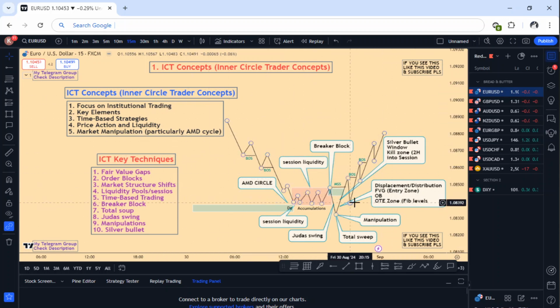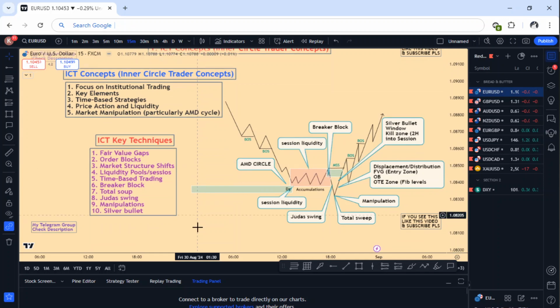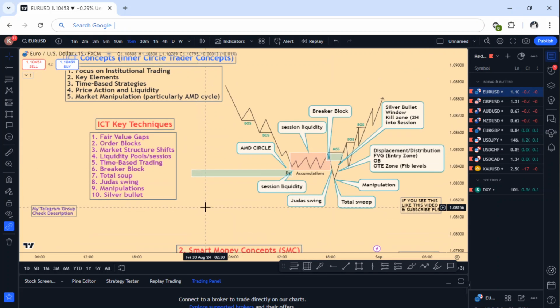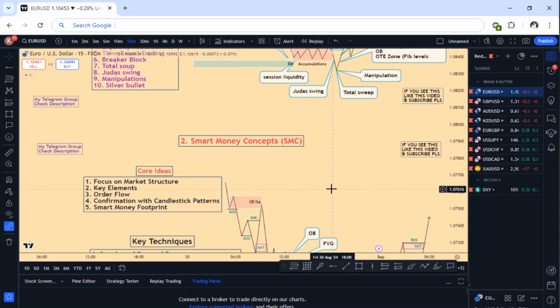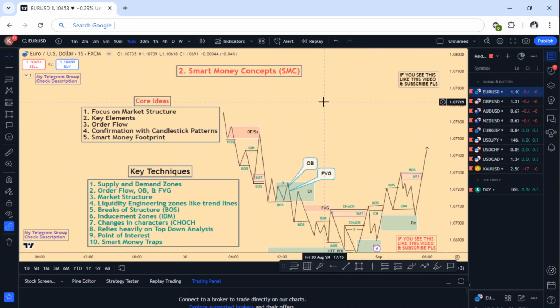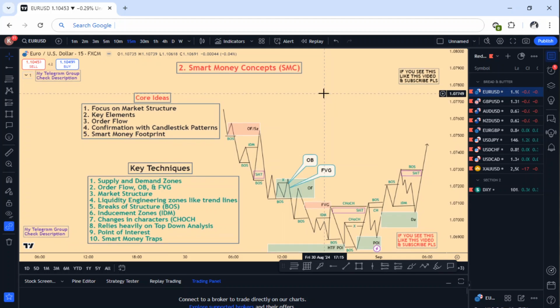Some may call this particular move here the AMD cycle, which is accumulation, manipulation, and then distribution or displacement. So this is the basic element that you need to know about the ICT trading style, especially the 2022 model. Now what about the SMC trading style? This is also another trading style that is very popular, and the one I prefer to use because of how versatile it is.